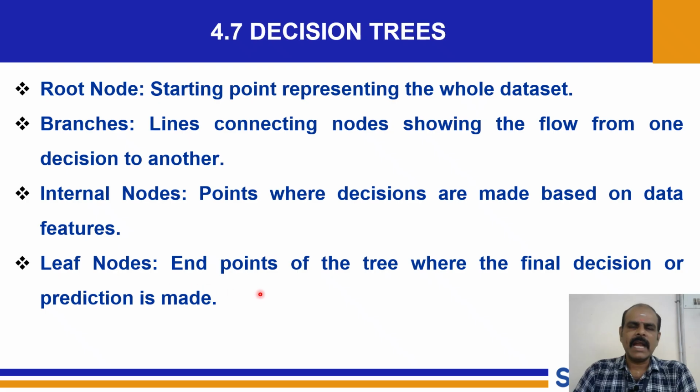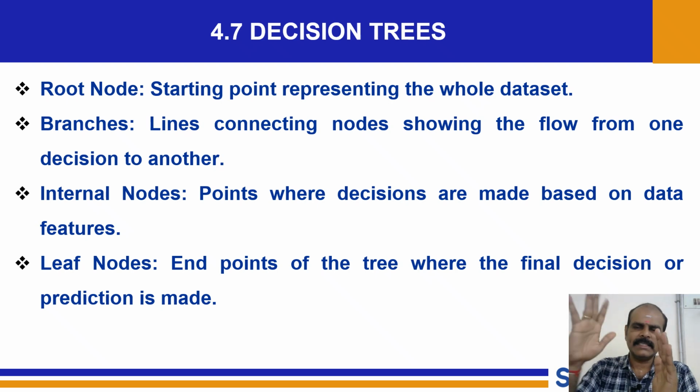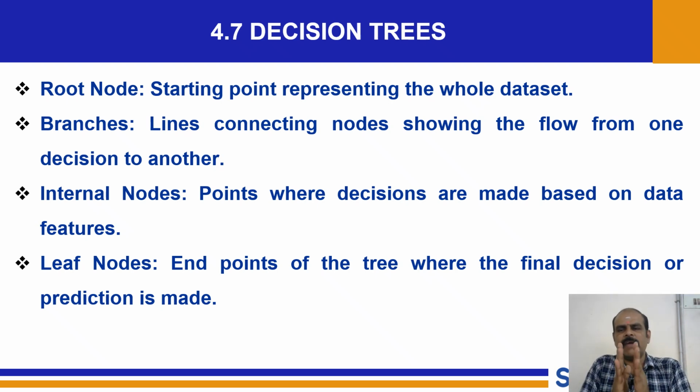Leaf nodes: end points of the tree where the final decision or prediction is made. The leaf node is the end. The root started, then it went into branches, then the branches got into internal nodes, and at the end, that's it. After the leaf node has been attained, there is no further development of the problem. The decision has been arrived at.